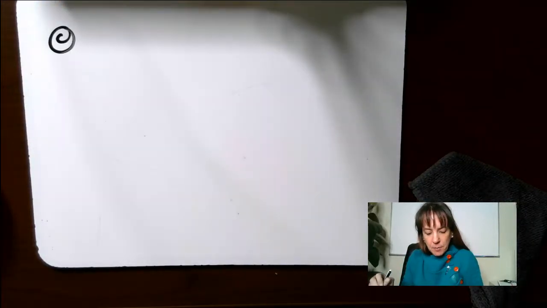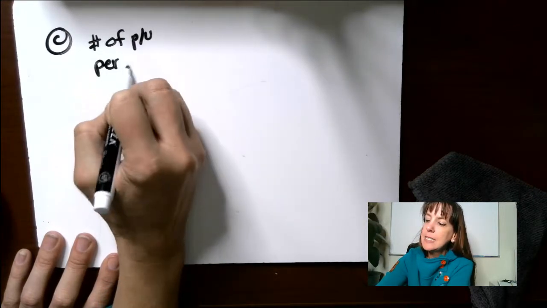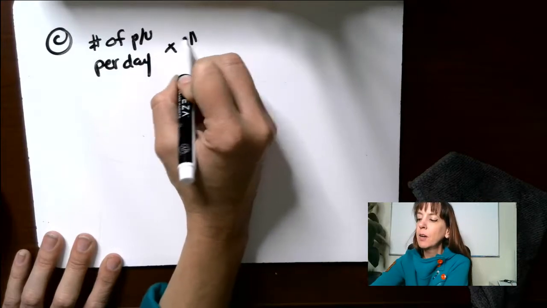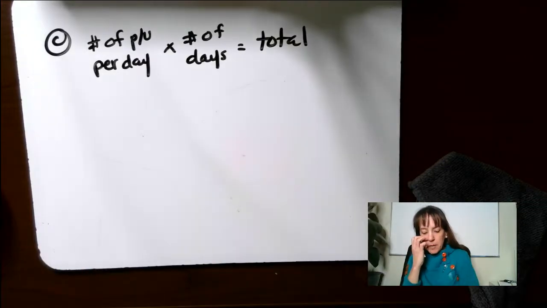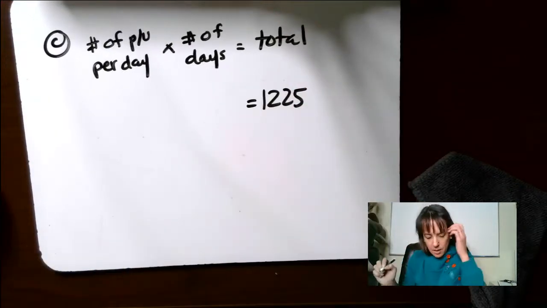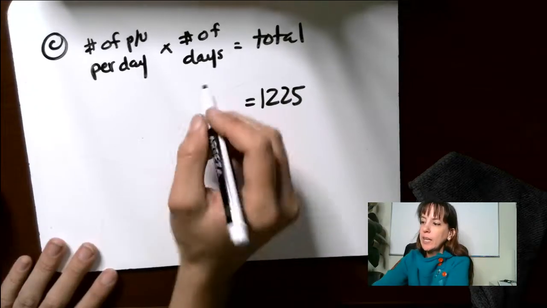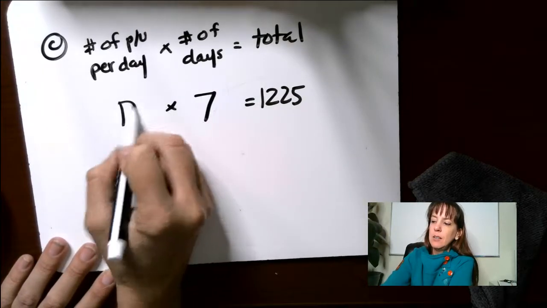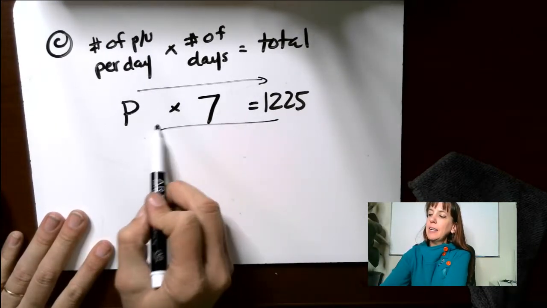Every day Arnold did the same number of push-ups. If he did 1,225 push-ups in 1 week, then how many push-ups did he do each day? Number of push-ups per day times number of days equals total. Good. He did 1,225 total, and in 1 week, 1 week is 7 days. So we'll use P for push-ups. The number of push-ups times 7, so we multiply in this direction, we can divide in that direction.